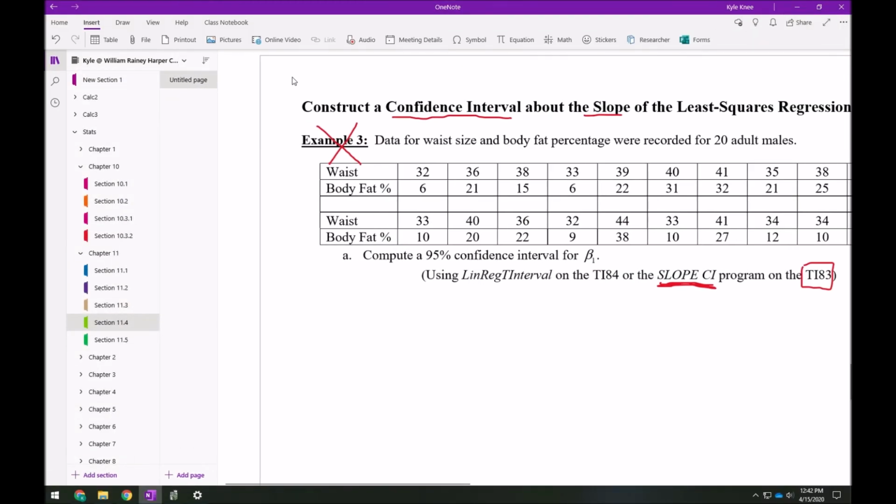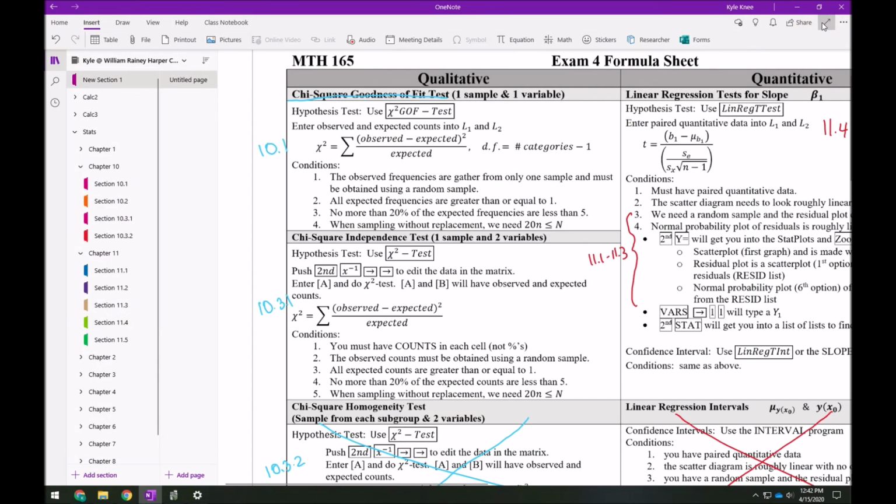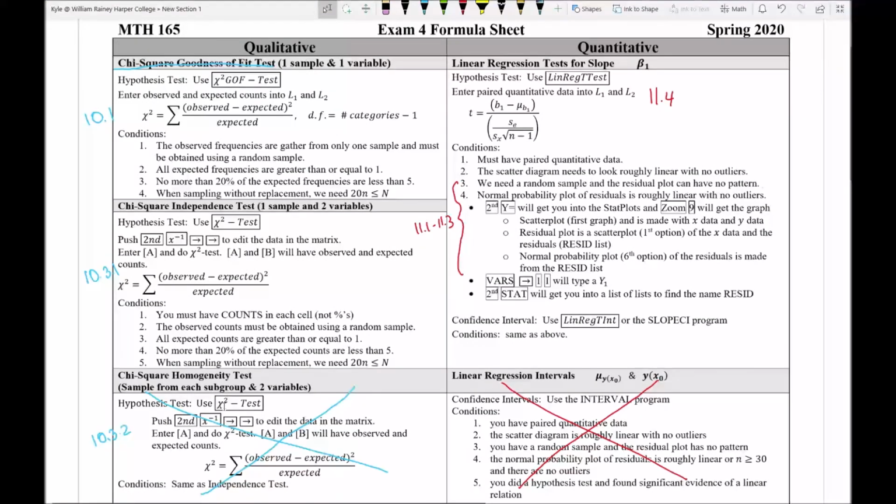Now, if we were to take a look really quickly at the formula sheet, you'll see that we've already removed a couple other sections so far. We've removed section 10.3.2 that I have listed here. We've also removed section 11.5, which would have existed down here. And now we're also getting rid of this information down here about confidence intervals. So you can just imagine crossing all of that out.